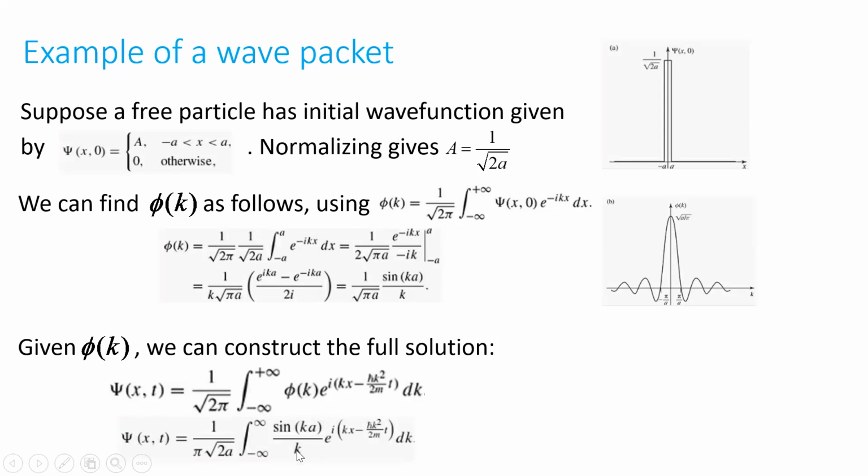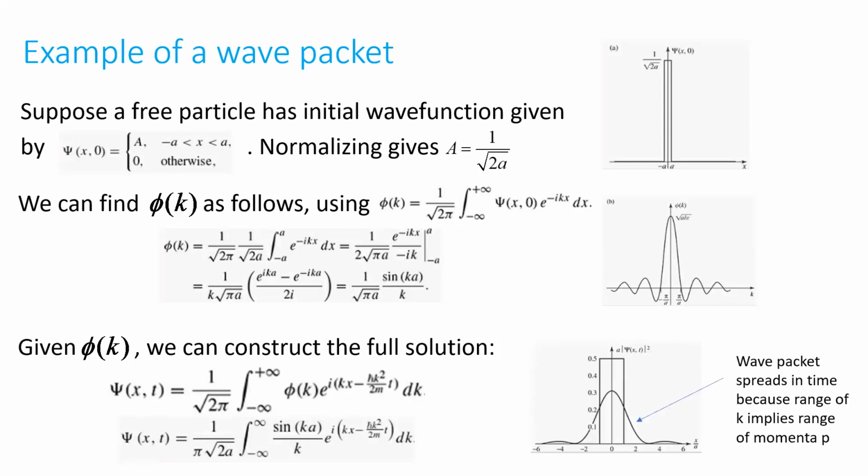But we can't integrate this. It doesn't have an antiderivative, so it has to be evaluated numerically to plot it. But that's been done, and I'm taking this from the textbook. But let's take a look at what happens as time progresses, as t goes from 0 to some small t. At t equals 0, we should recover the initial wave packet, which we do. It's this square guy. Okay, so that's t equals 0. As time progresses, the wave packet gradually spreads out. Okay, so it starts to spread out from its initial concentrated form.